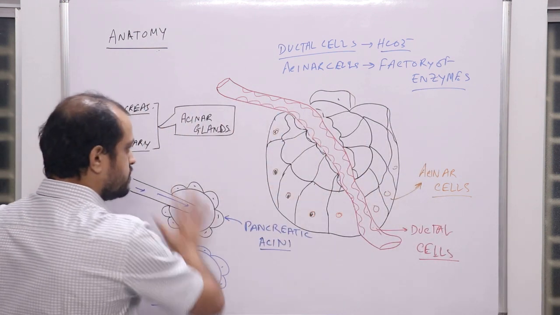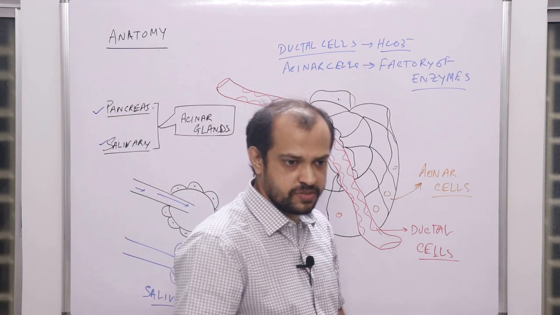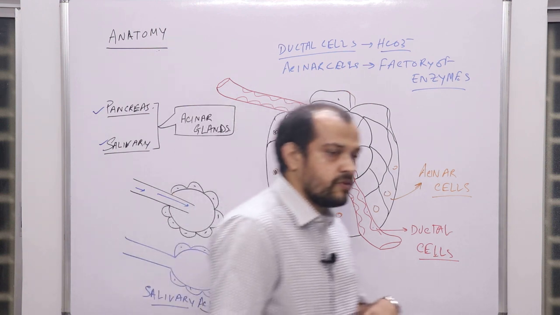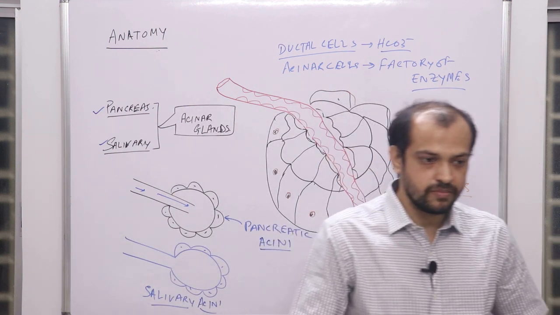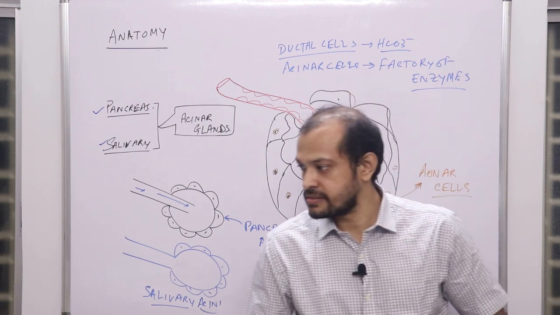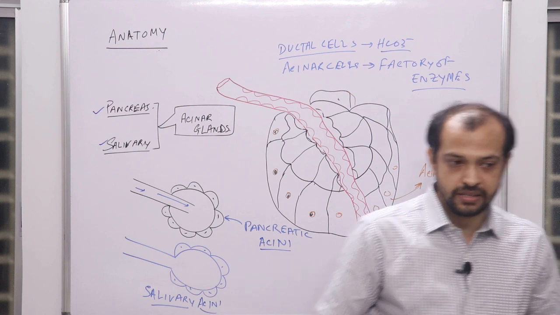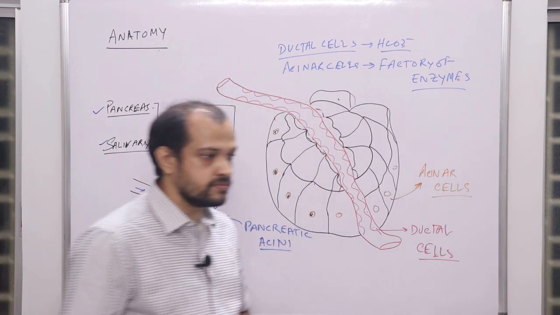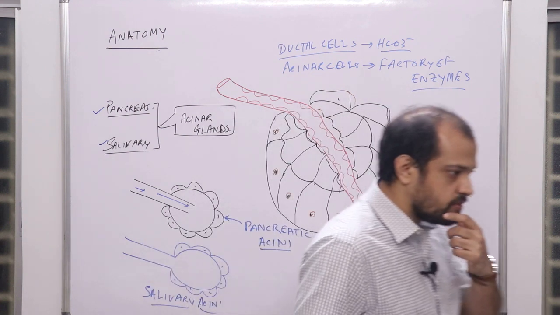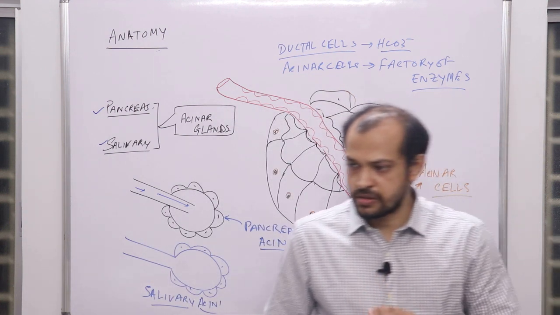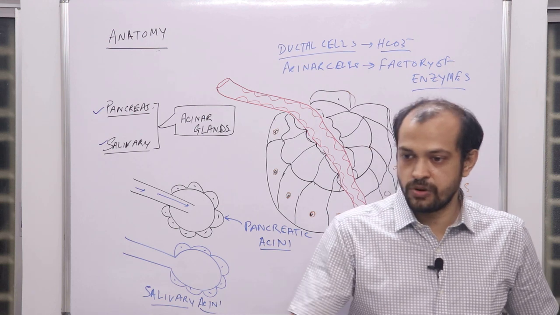So this is the basic anatomy you need to understand before we get on with our journey with respect to pancreatic secretion. Before we go into the details of pancreatic secretion, now listen. What is the composition of pancreatic secretion? Anyone? Now can you tell me what is the daily output of pancreatic secretion?